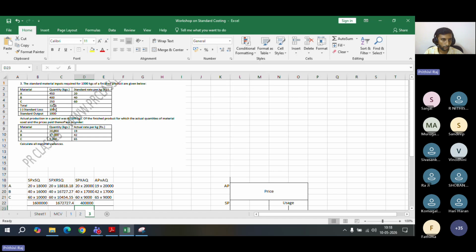If I consider this 1,100 as the base, you can take the difference as loss. You can factor loss also, but now I'm already considering the loss factor and taking these 1,000 kgs for the calculations. So no need to take the standard loss value. Okay.